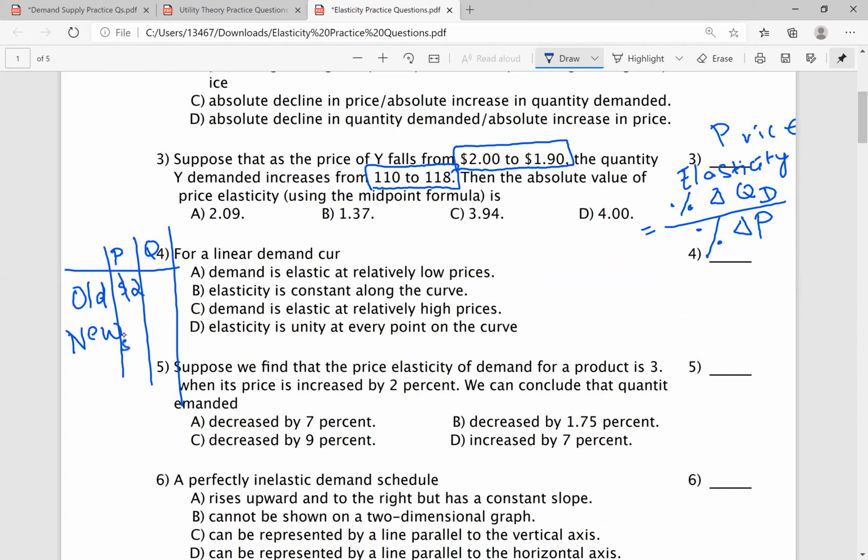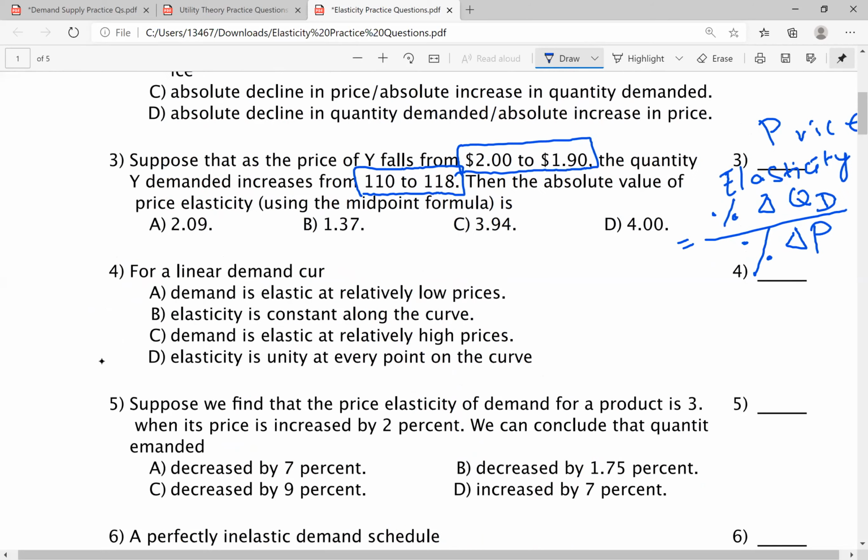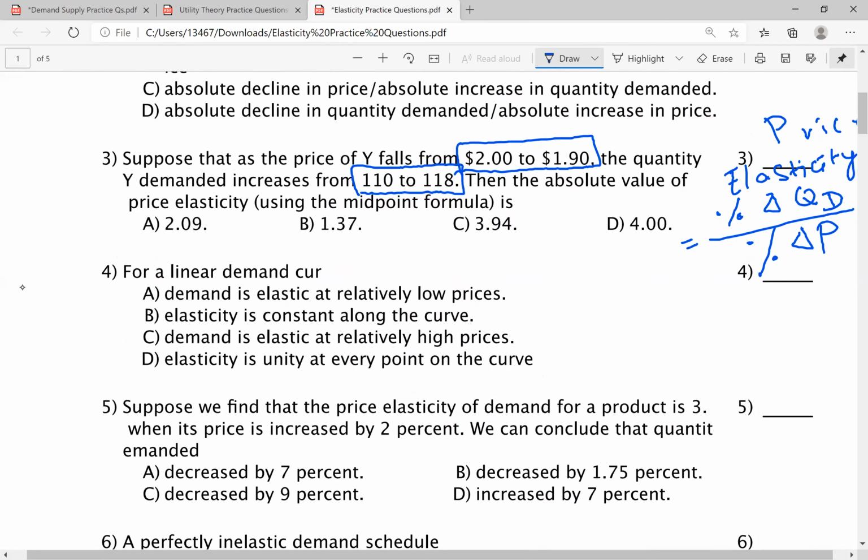The new price is, all right, let's do it this way here. It's getting difficult to write here. So the old price, P is for price, is $2. And the new price is gonna be $1.90.